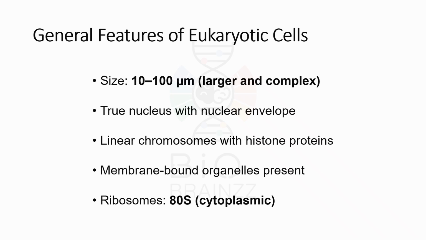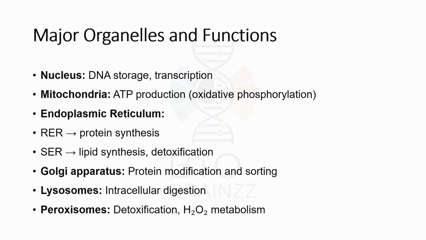This compartmentalization also allows better control and efficiency of cellular processes. Major organelles and functions. This slide explains different organelles and their functions, which is very important for both theory and MCQs. The nucleus stores DNA and controls transcription, while mitochondria are responsible for ATP production through oxidative phosphorylation, also known as the powerhouse of the cell.